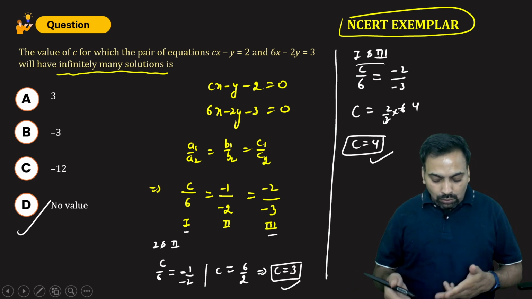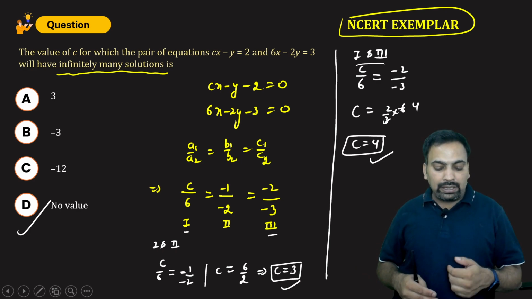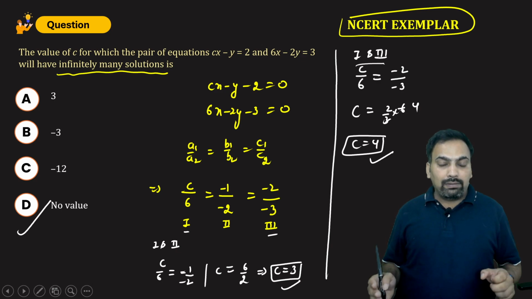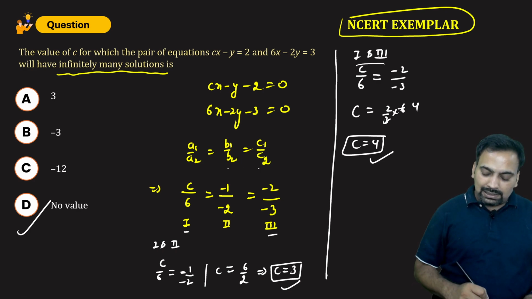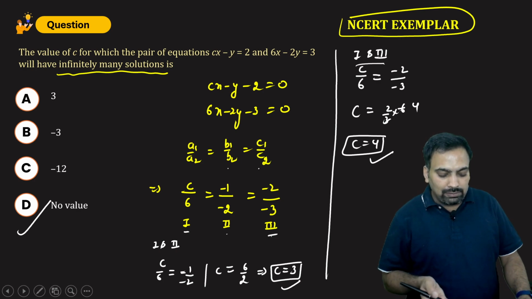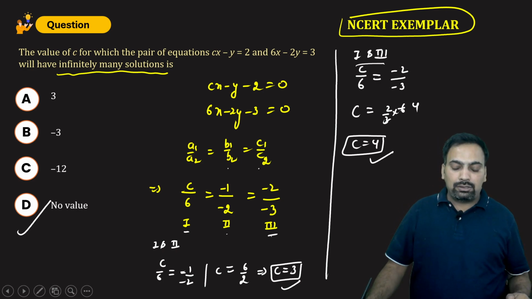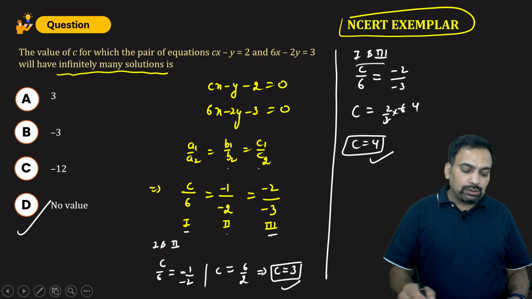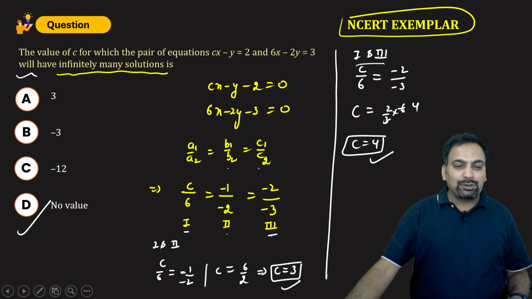C value is 4. How come? How can there be two different values of C for a single pair of linear equations? So it means there are no real values for C. If you look at B1 upon B2 and C1 upon C2 from second and third, they are not equal. So directly you can say they are not equal, which means it does not have infinitely many solutions. So that's why your answer is no value. I hope you understood this question.